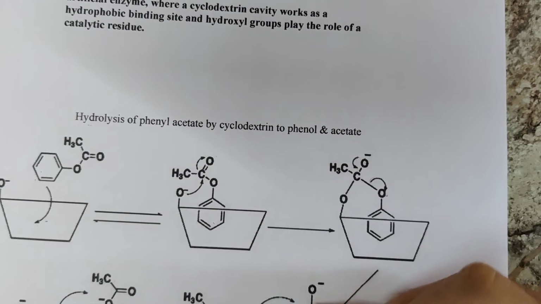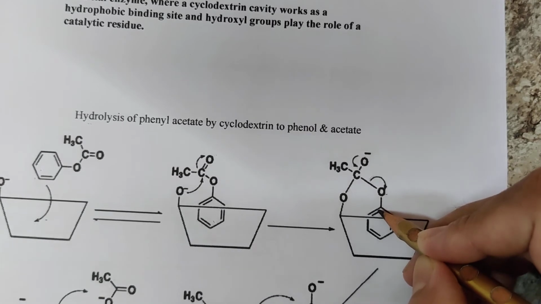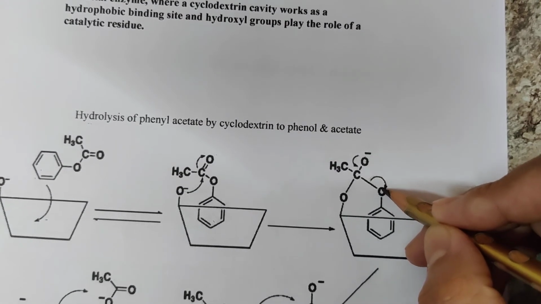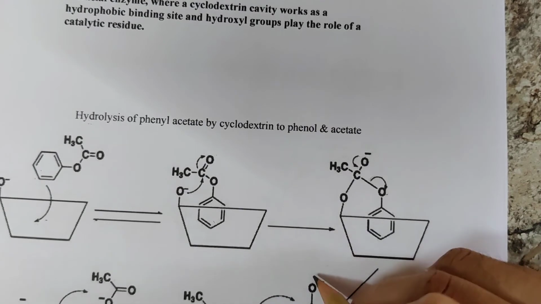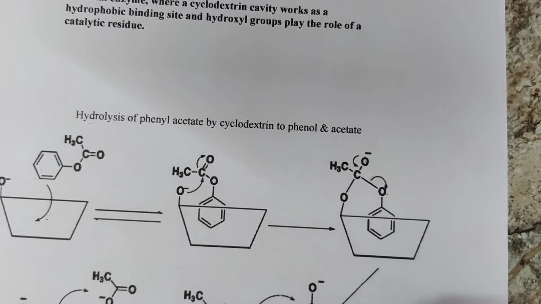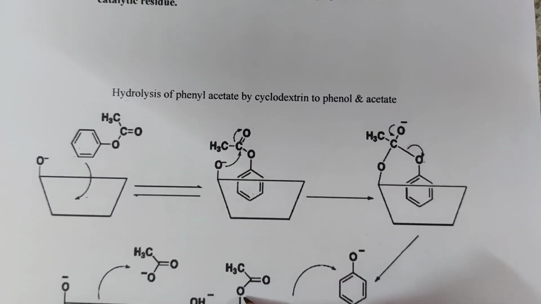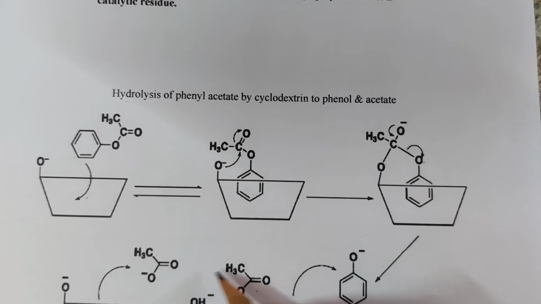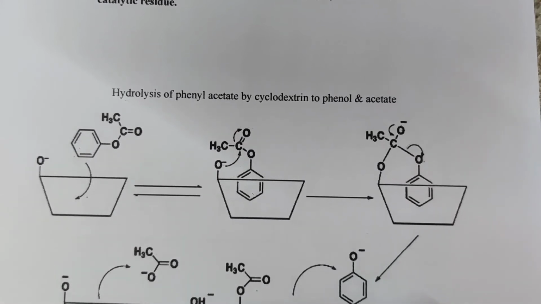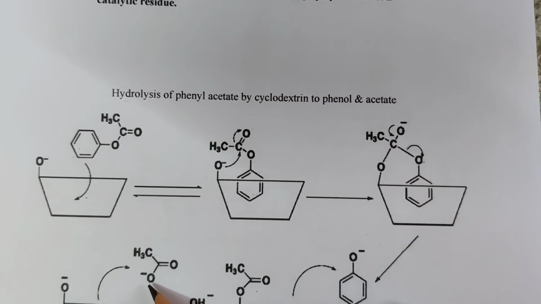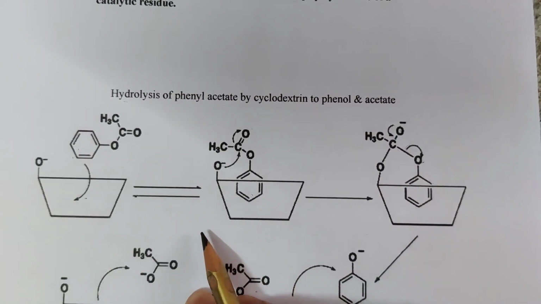Now what happened? This benzene has actually taken up the O negative. So this is a phenolate ion. This phenolate ion comes out of the cavity, and on the outer periphery of our cyclodextrin we have the acetate group attached. When we add a base, this is representing a base, as soon as we add a base, this base facilitates the removal of the acetate group.